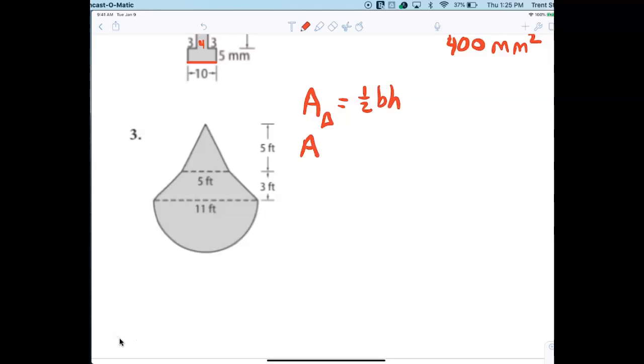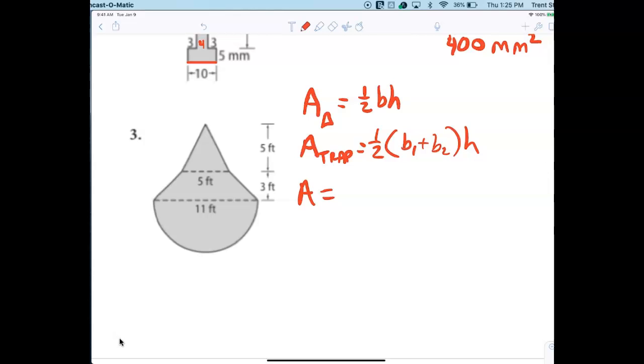Now I have area of a trapezoid. Do you remember the formula for the area of a trapezoid? The formula for the trapezoid would be 1/2 times B1 plus B2, and then times the height. Yep, awesome. Thank you. And then the last shape, what's that last shape called? Is it a semicircle? That's right, semicircle. So what's the formula for area of a semicircle?